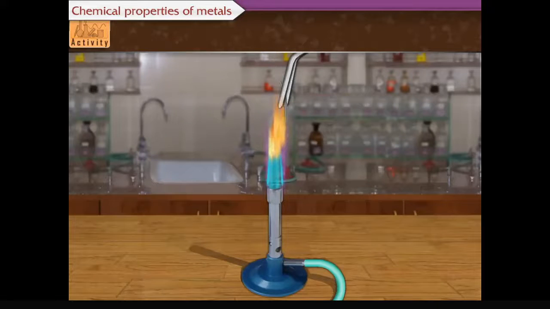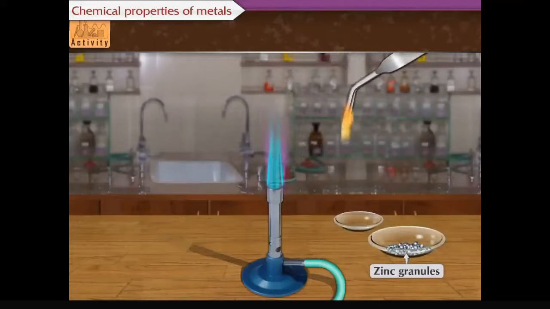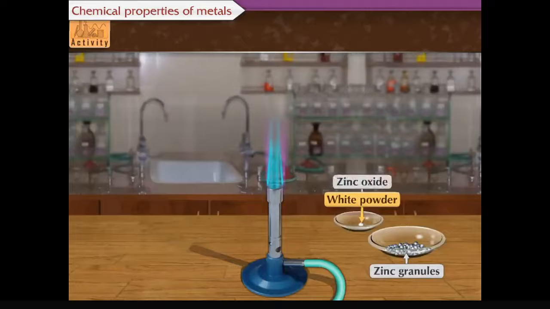What do you observe? Iron glows with a bright yellow-orange color. On strong heating, it gives out sparks. Now take a zinc granule and hold it in the flame. Zinc burns with a bright light. A white powder of zinc oxide is also produced.